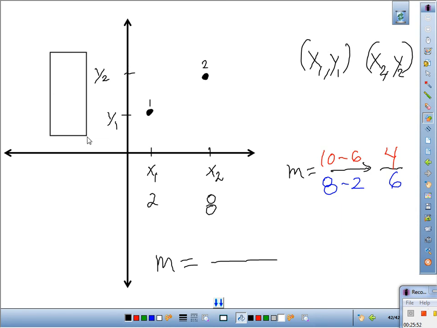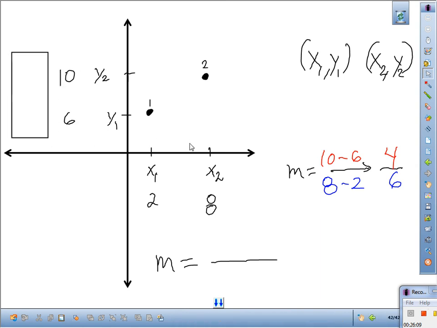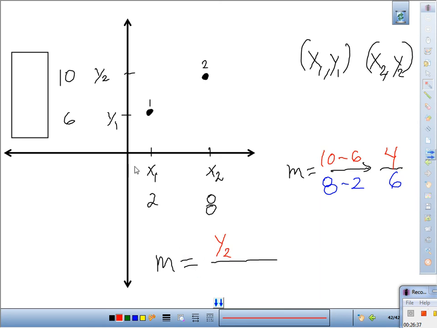Let's see, you're getting confused with the numbers. Let me erase the numbers. Who can give me the rise? Let's peek at it again. This one was 10 minus 6. But without numbers, what would you write here? Jessica, go. Close. Luis. Close. Helena. y sub 2. Okay, y sub 2. What else, Steven? Minus y sub 1. That is correct. y sub 2 minus y sub 1.